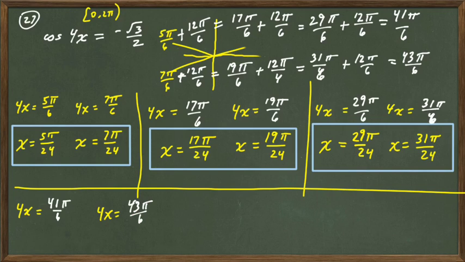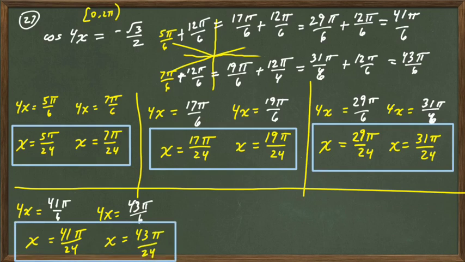And when you multiply by 1/4, what do I get? 41 pi over 24. What does this give me? 43 pi over 24. And I bet that's it, because anything bigger is probably going to give me something bigger than 48/24, which is 2 pi.